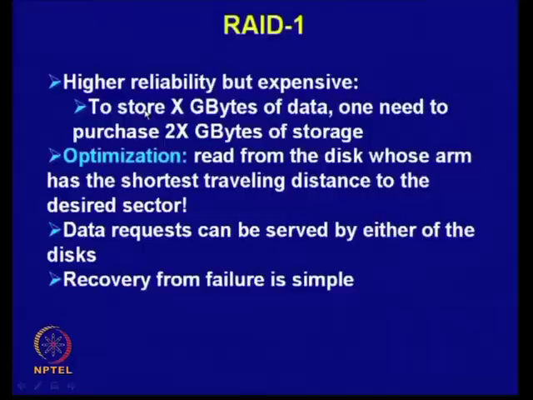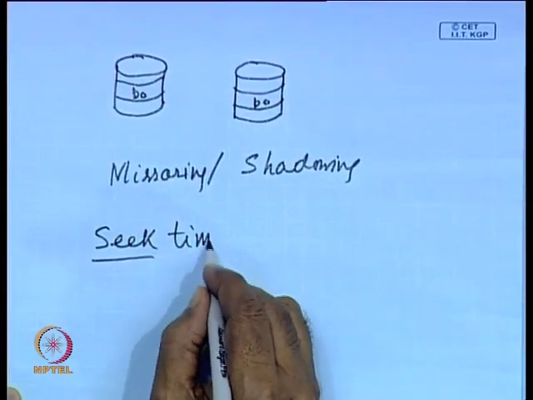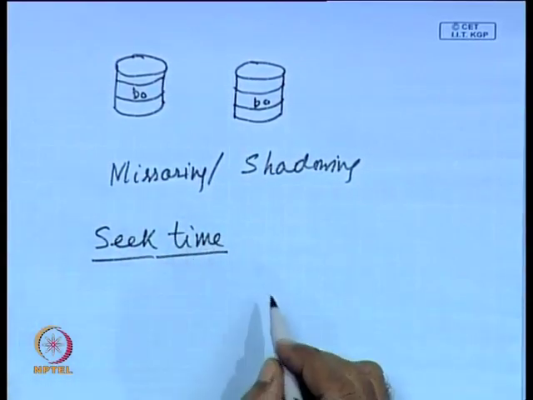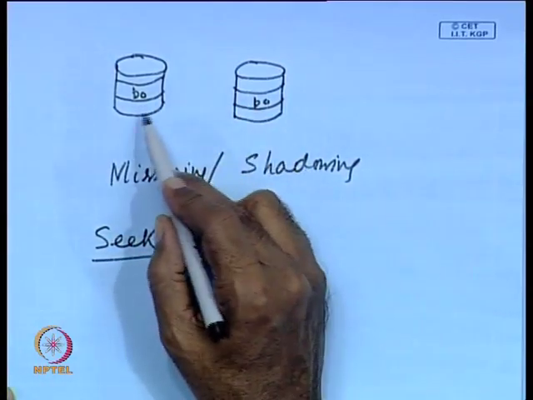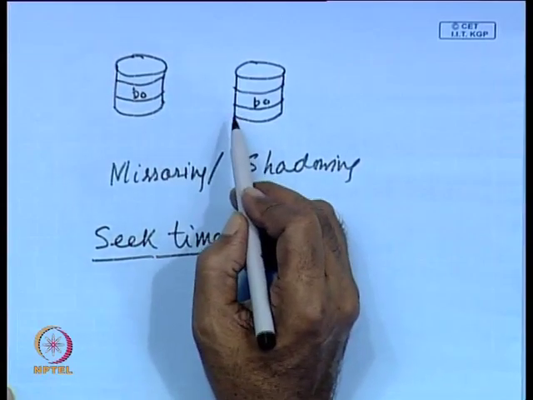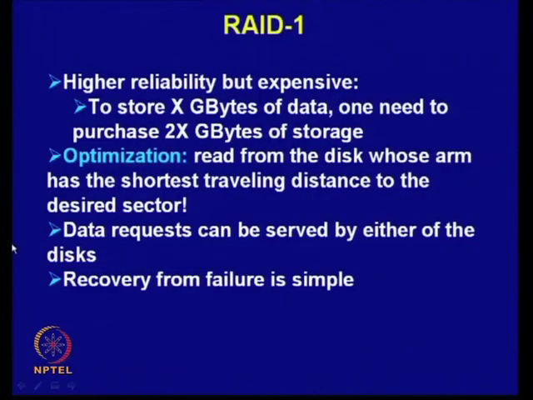As you have seen, the seek time is dependent on the position of the arm, and since we have two disks storing the same data, you can identify for which one the arm is nearer to the track that has been referred by the access. Then you can access from that particular disk. So, that kind of optimization can be done, and a data request can be served by either of the disks. And recovery from failure is very simple, as I have already explained. So, this is RAID level 1.